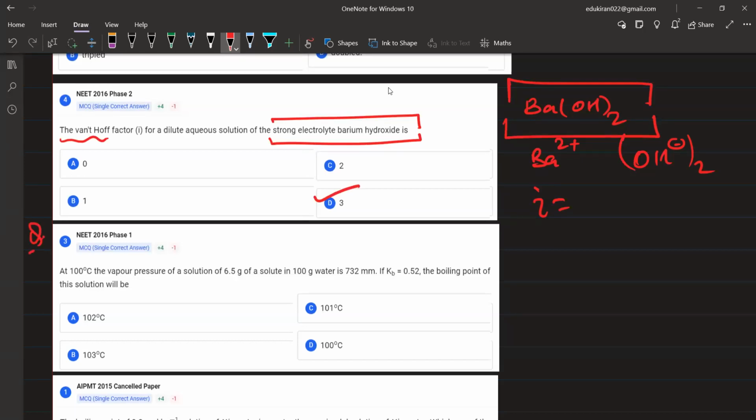Come on, you all solve this question. At 100 degrees Celsius, the vapor pressure of a solution of 6.5 gram solute in 100 gram of water is 732 mm. If Kb is equal to 0.52, the boiling point of this solution will be how much?